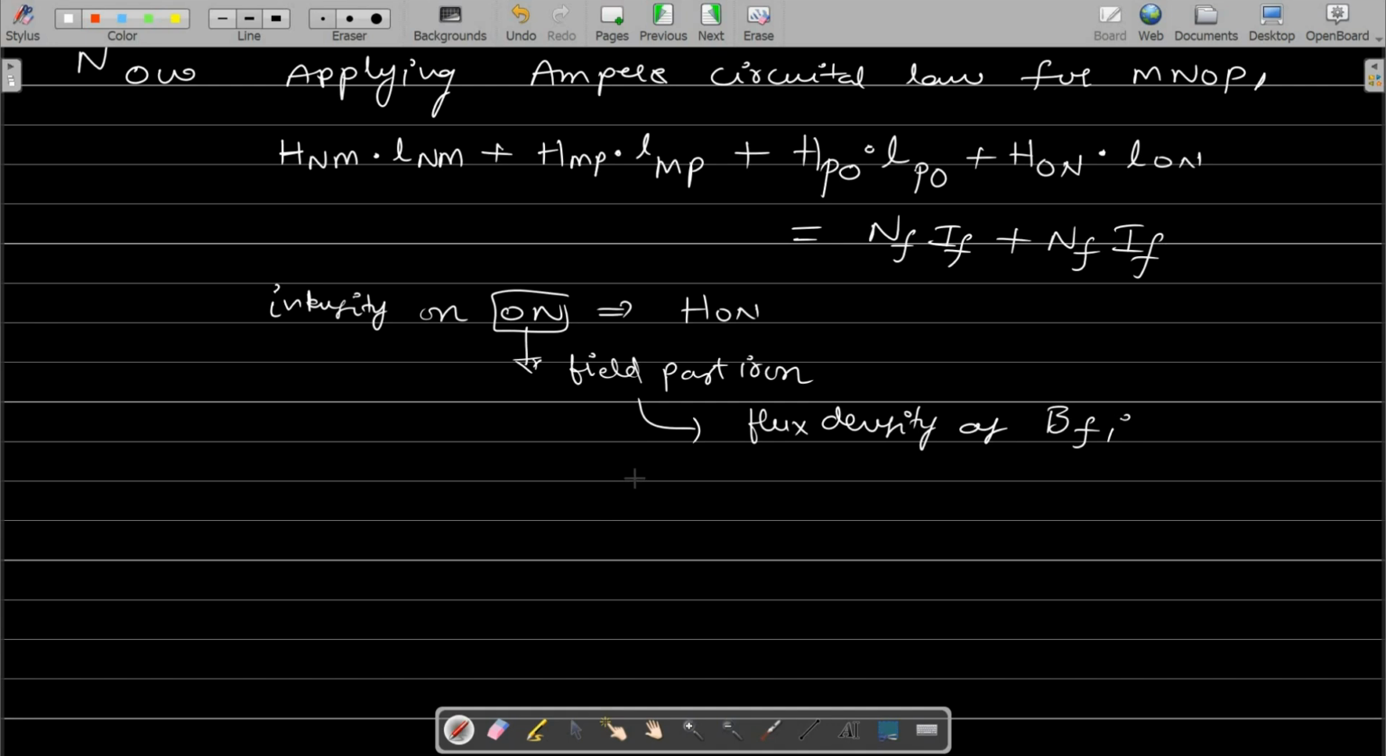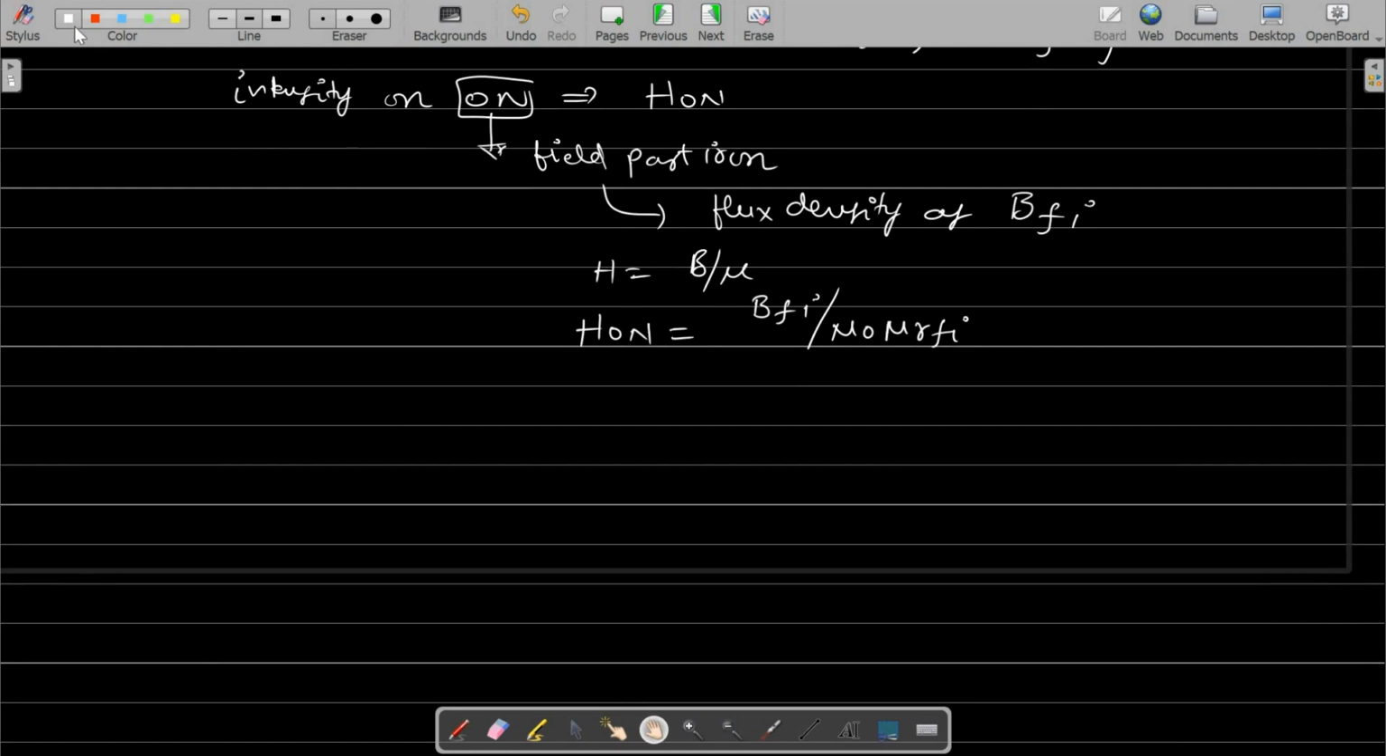Then we already know that H is equal to B by mu. So HON is nothing but BFI divided by mu 0 mu r Fi, where Fi is the field system. We already said that mu r Fi is infinity. So this HON is nothing but 0. This is the observation we have got: HON is 0.